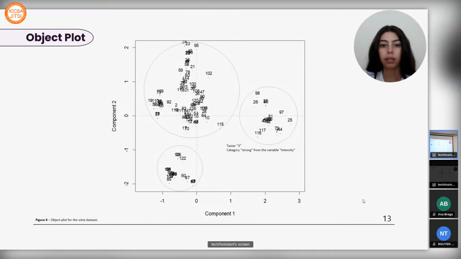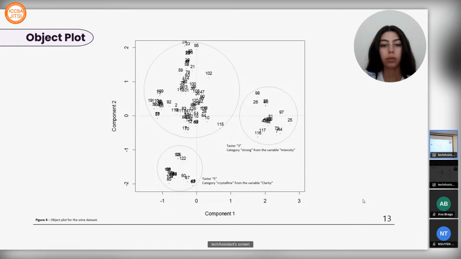The group on the right consists mostly of evaluations made by taster 3, where the choice of the strong category dominates for the intensity variable. Meanwhile, the group in the third quadrant is mostly evaluated by taster 5 and includes evaluations where only the crystalline category for the clarity variable was chosen. The larger group brings together the remaining tasters 1, 2, 4, and 6, being abstract regarding the selection of categories and the influence of the evaluated variables, as it encompasses numerous observations in just one group.